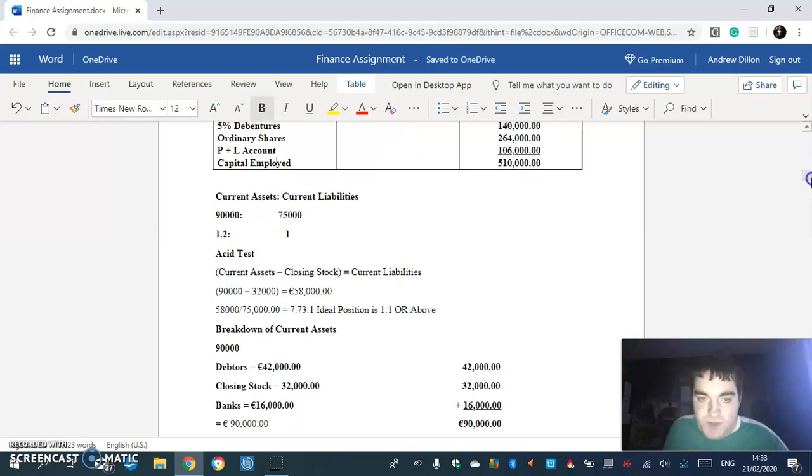This is where it comes to my breakdown of the current assets. I have to divide this by 75,000, I get 1.2 to 1, and that is my current ratio. For example, my acid test is 90,000 minus my closing stock, divided by current liabilities. So my 90,000 take away 32,000 is 58,000 euros, and I divide the 58,000 euros by the trade creditors, which is my current liabilities, 75,000, and my answer will be 7.73 to 1. My ideal position will be 7.73.